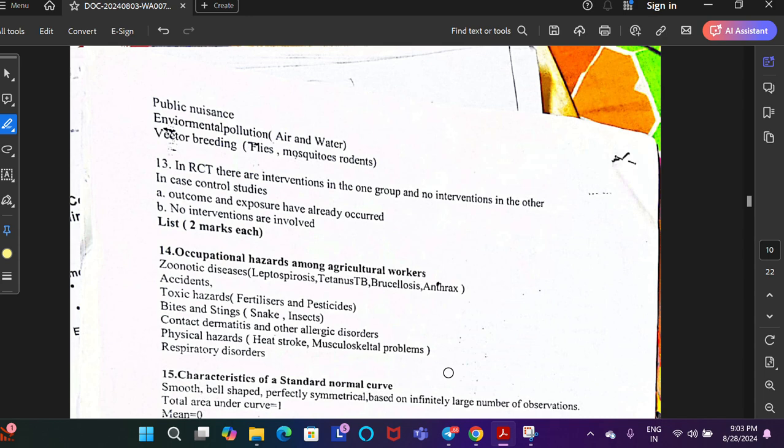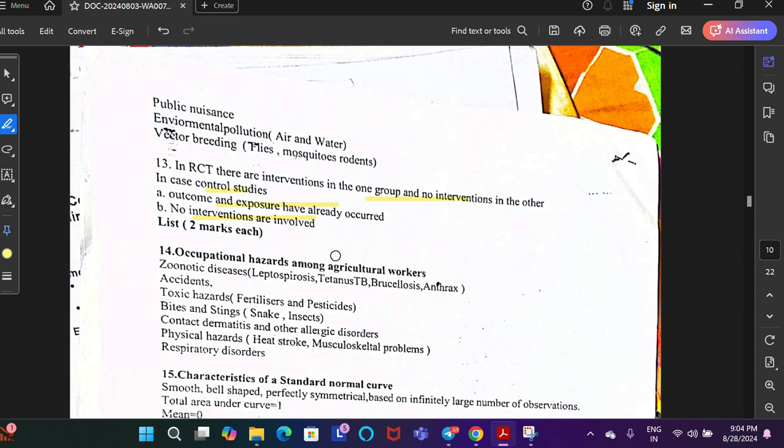13th question: experimental studies are faced with more ethical issues than case control studies. In an RCT, randomized controlled trial, there is an intervention in one group and no intervention in the other group. In case control studies, the outcome and exposure have already occurred. No interventions are involved.